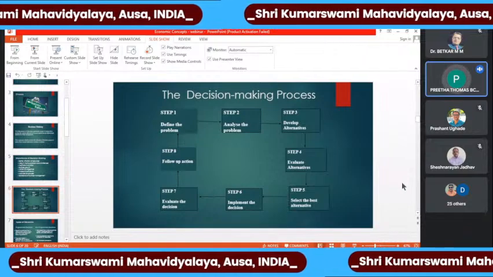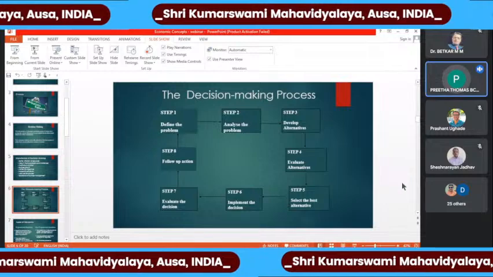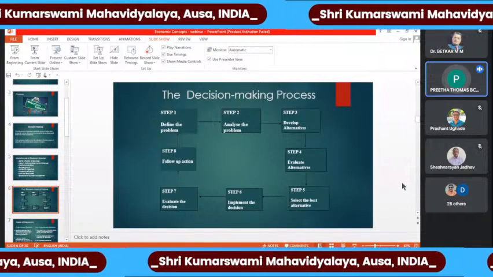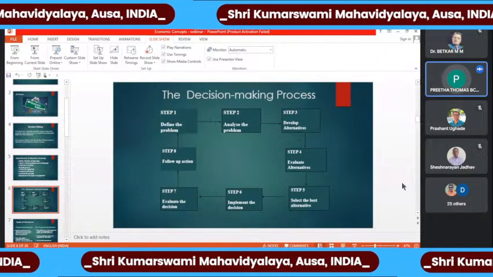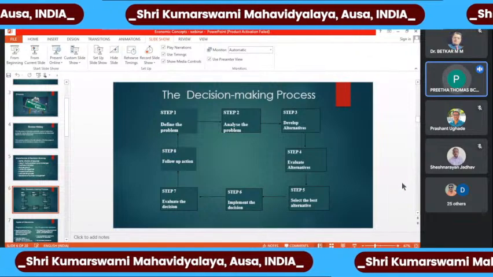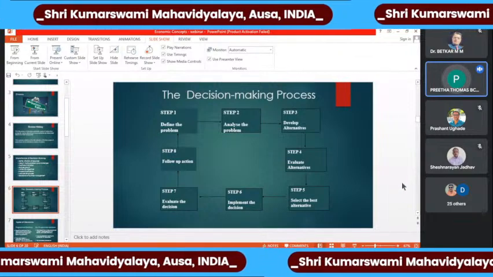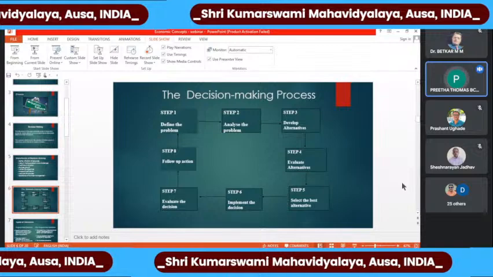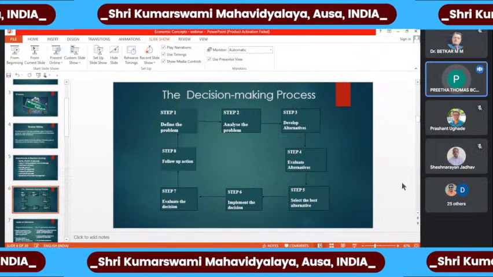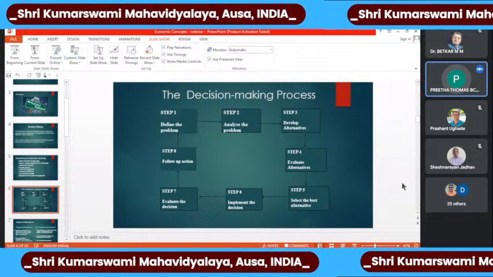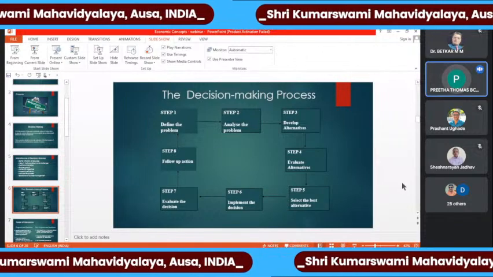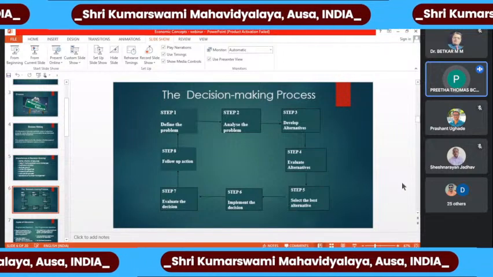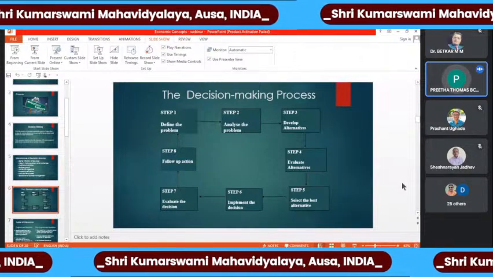Step number three is developing alternatives. Developing alternatives means in order to solve this problem, in which all ways can I solve it? Plan A, plan B. We can develop so many alternatives. It can be through a brainstorming session, through meetings with the employees of the organization, through meetings of the top management of the organization, through various discussions and brainstorming sessions. We are able to develop alternatives to solve the problem. These alternatives have to be developed.